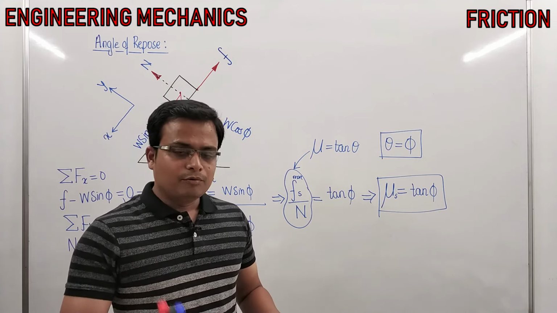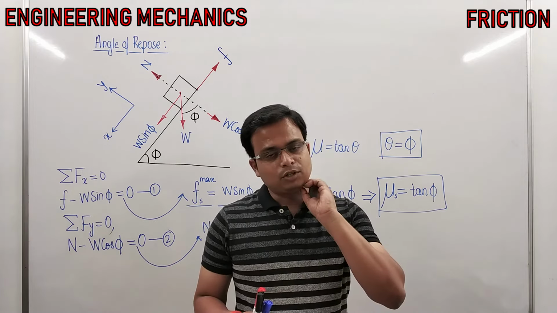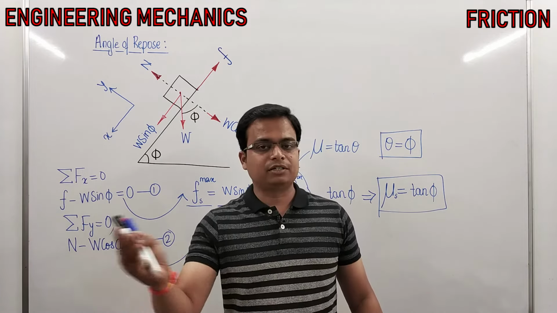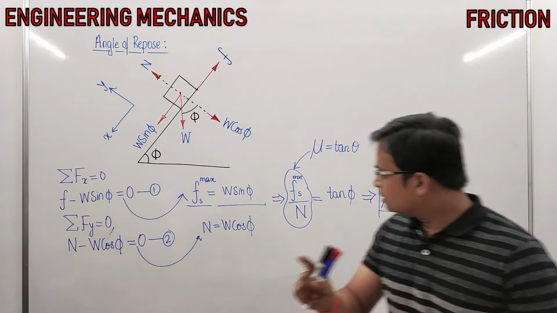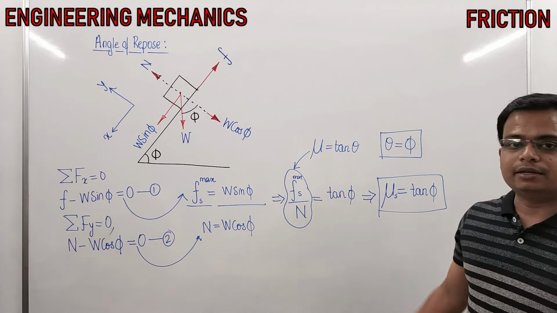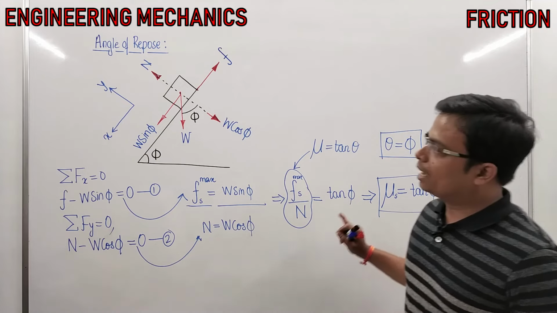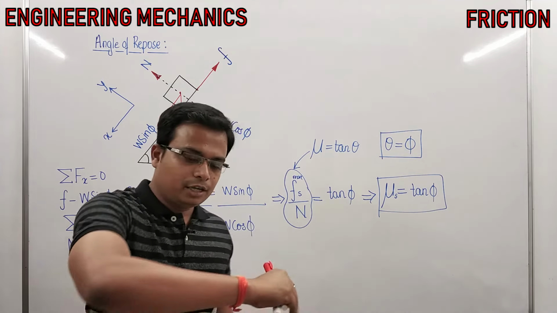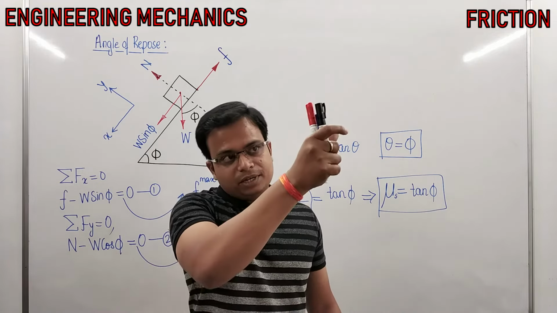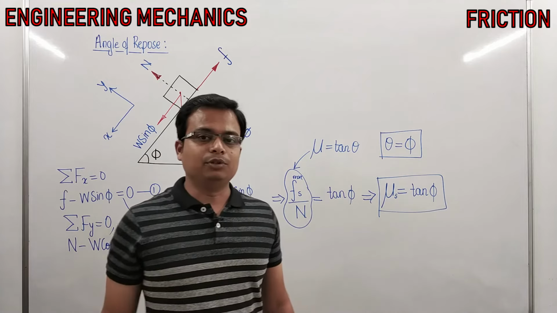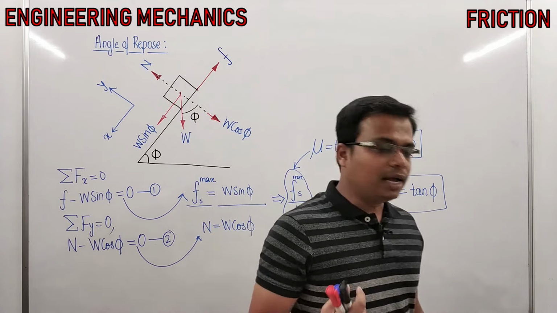And fourth, a very important law, which was the basis for the concept of coefficient of friction: limiting friction is directly proportional to the normal reaction. And that is exactly how we reached this conclusion, mu is equal to tan theta. Remember that. By the way, theta is the angle of friction, and phi is your angle of repose. Keep on increasing the angle of the inclined plane. A time will arrive when the object will just start sliding down the plane, and that angle is what is referred to as the angle of repose.